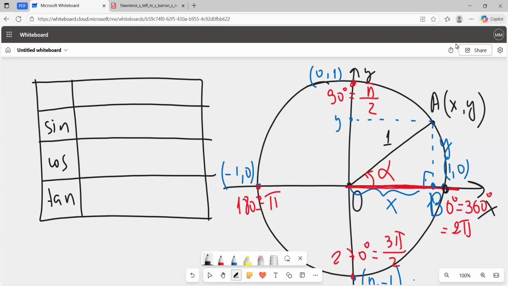Again, I want to say that we don't keep in mind these values, but explanation for students, I think, will be better. Why sine of, for example, 90 degrees is equal to 1, etc.